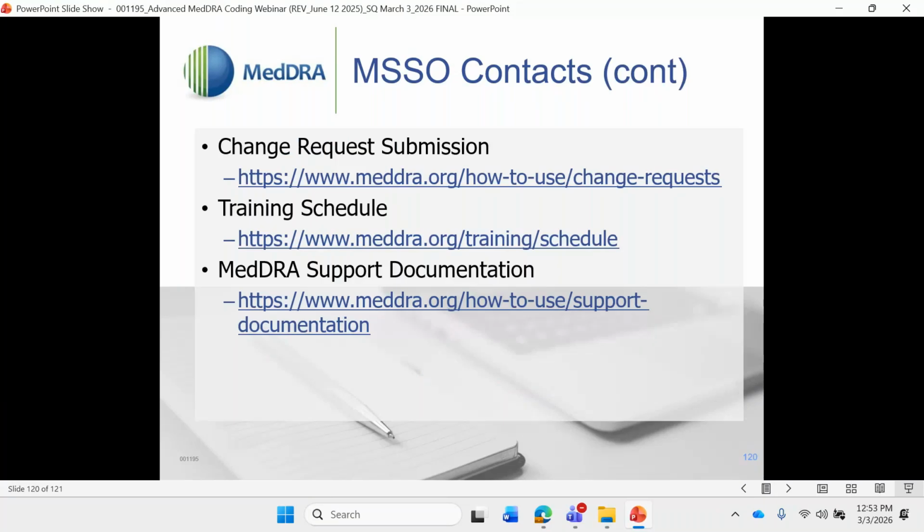Here is a link to how to submit a change request. If even with these 90,000 plus LLT terms, you still see a concept that you think could be useful in MedDRA and is missing, by all means, you are very welcome to submit a change request for us to add a term at any level of the MedDRA hierarchy. So you can do that.